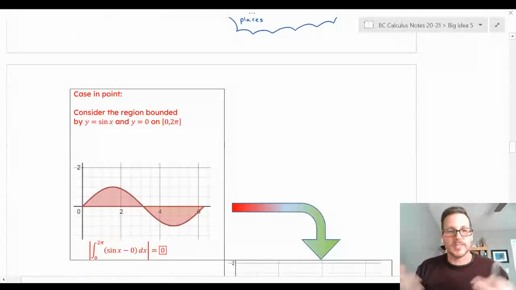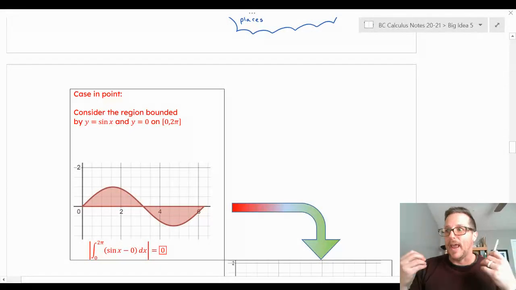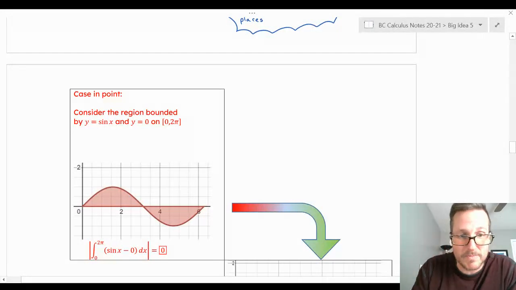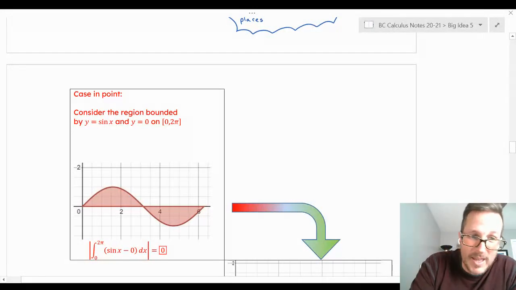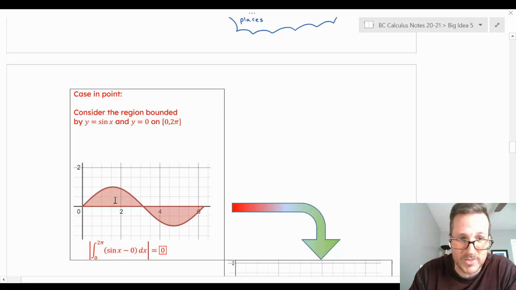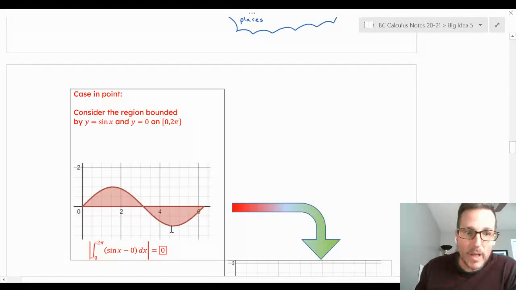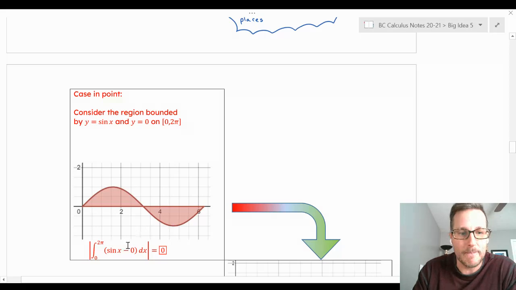So if you think about just sine x on 0 to 2 pi, if you want to think about the area of those two red little regions combined, not the definite integral, the area, you would have to do top minus bottom. You could do sine x minus 0 on this first little hill, but then you'd have to do 0 minus sine x on that next little hill. Well, guess what? If you integrate from 0 to 2 pi just sine x minus 0, you get 0, okay?